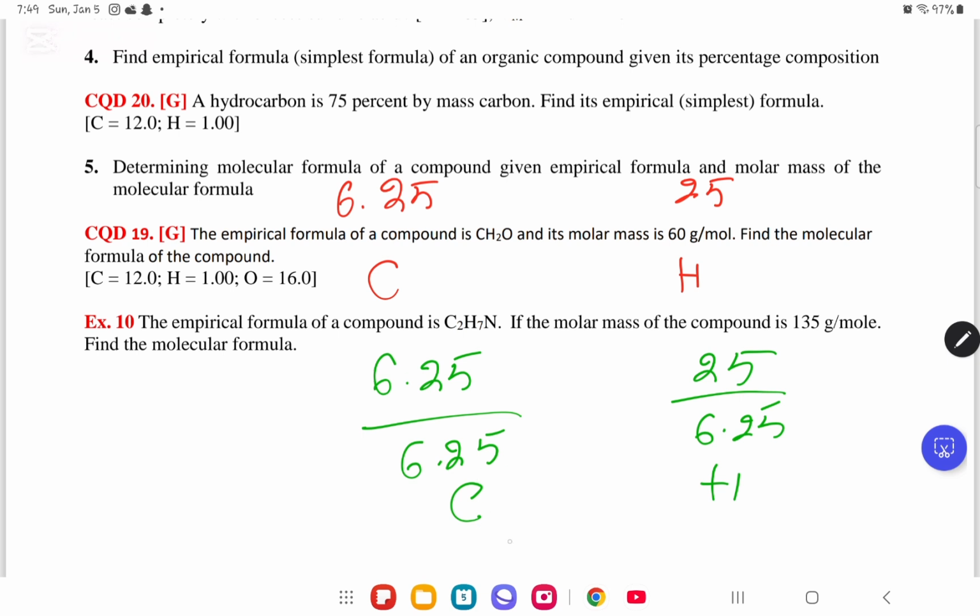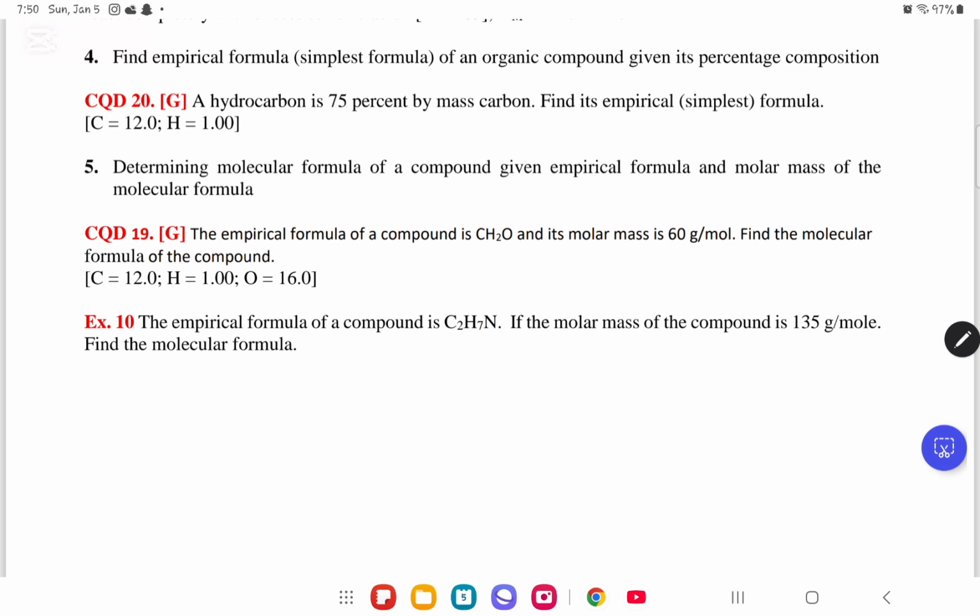That means carbon is 1 and hydrogen is 4. So C1H4, or in other terms, CH4. So for CQD number 20, that is our final answer.